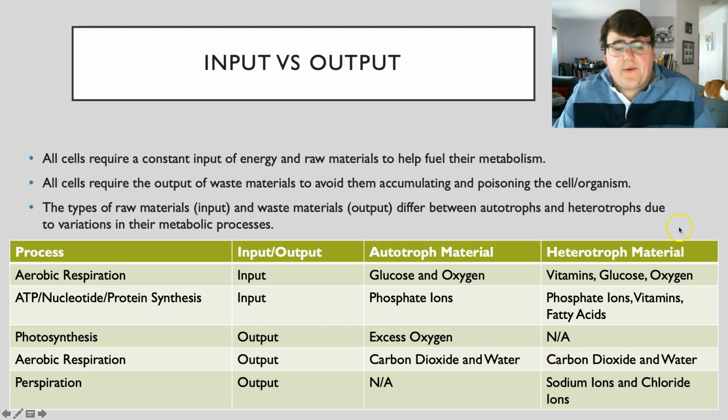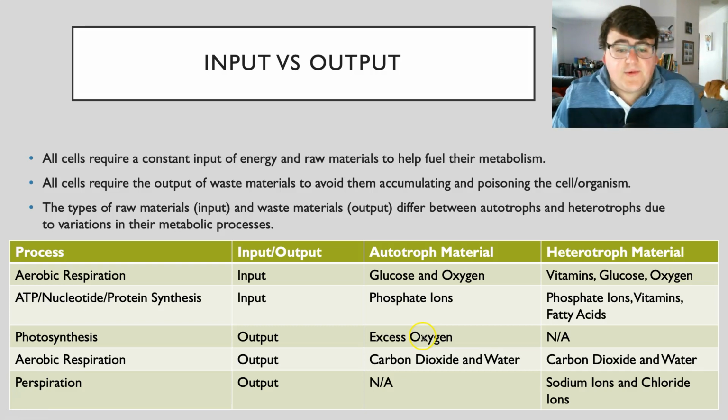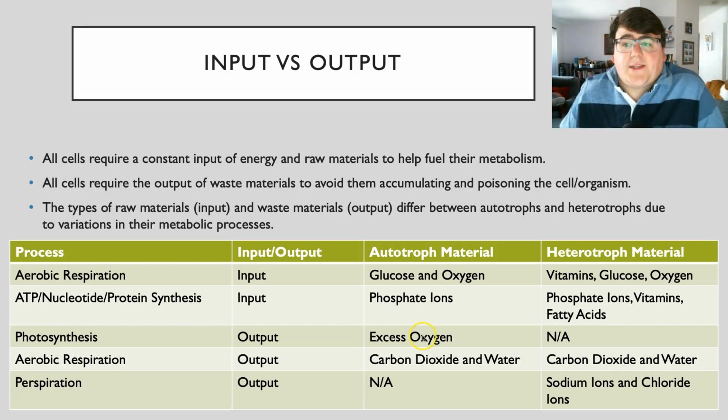So for example, aerobic respiration, that's an input reaction. In autotrophs, we're inputting glucose and oxygen. And in heterotrophs, we're getting vitamins, glucose, and oxygen. And lastly, perspiration, which is one that just happens in animals, so we can't have that occurring in a plant, is an output reaction. We have sodium ions and chloride ions being the output, the waste that we're removing.